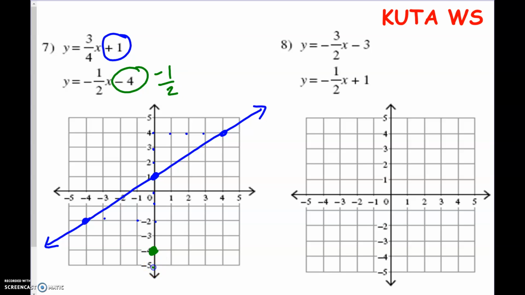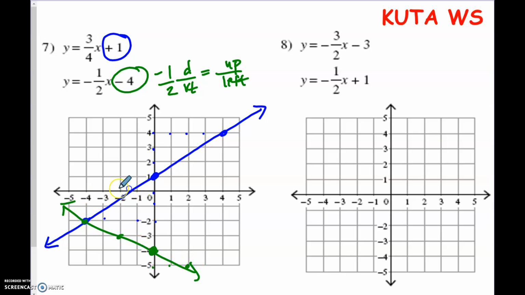So if I go down 1, right 2, I'm going away from that blue line. So instead of going down and right, I'm going to want to go the opposite, which is going to be up and left, because I want to go toward that blue line. Up 1, left 2, up 1, left 2.